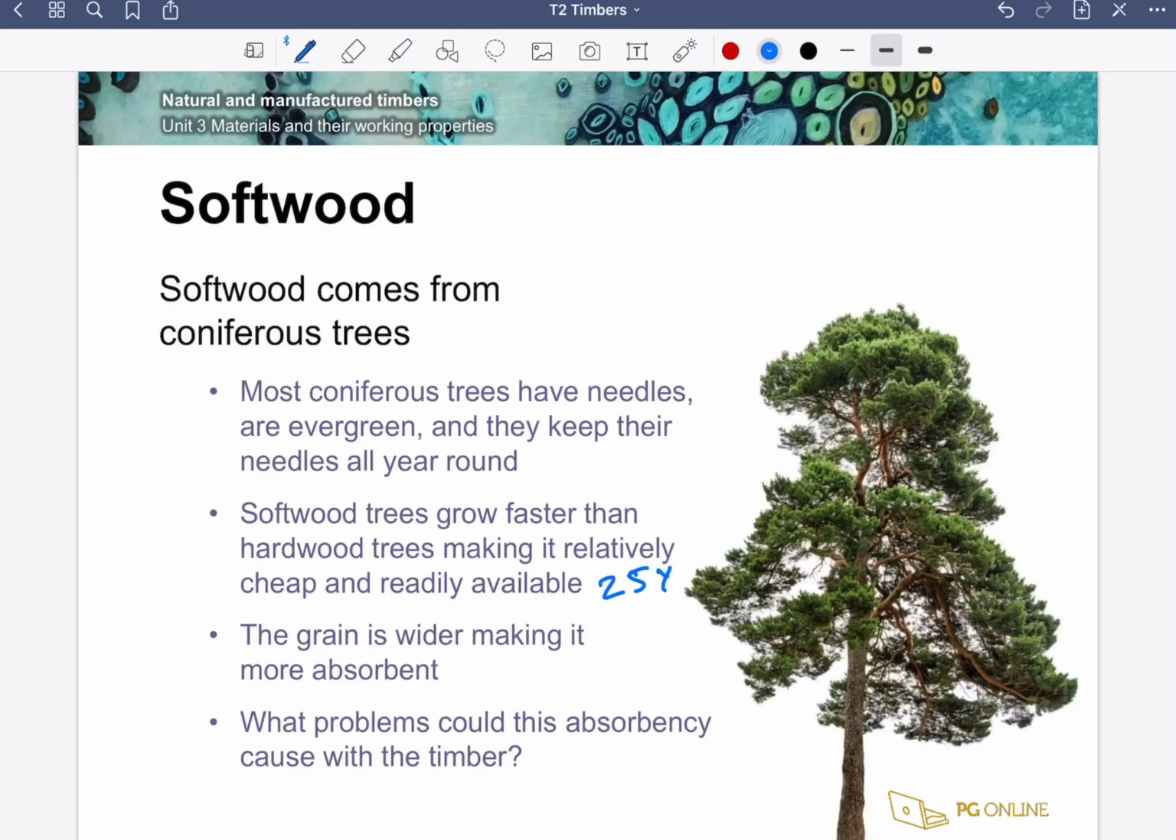The grain is wider, making it quite absorbent, so it will absorb moisture quite quickly. Obviously, it's going to have a wide grain because it's grown so quickly, so the gaps in it are quite large, so it does absorb liquid quite quickly. The problem with it absorbing a lot of liquid is when it starts to dry out, it starts to twist and it starts to warp, and we start ending up with faults with this material.